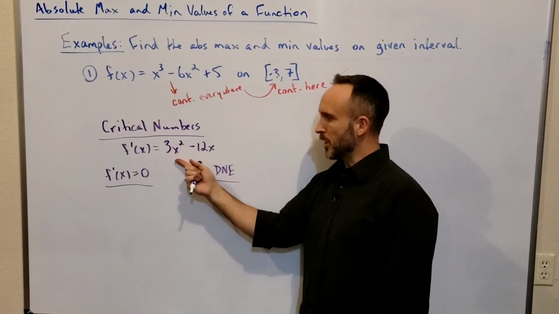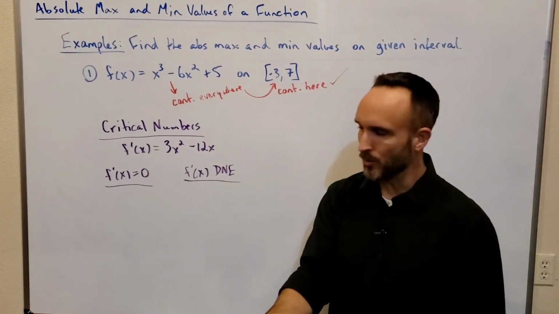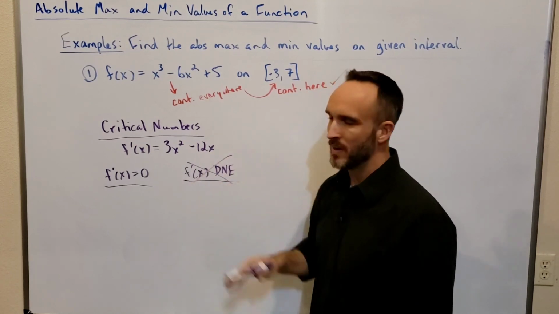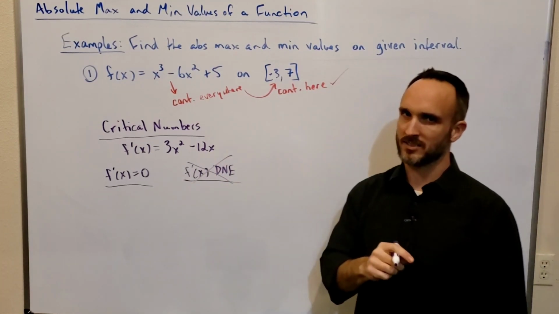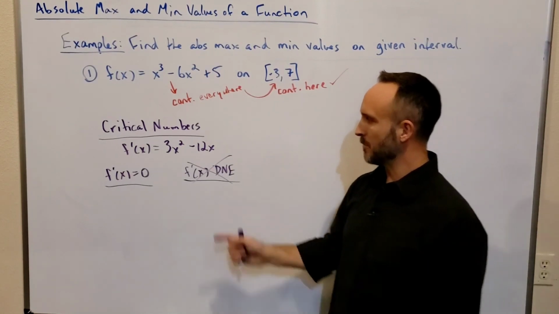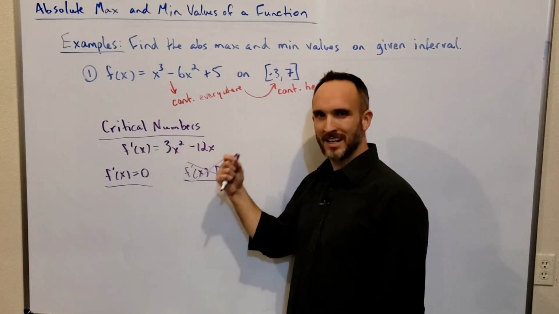F prime of x is a polynomial. It exists everywhere. So this condition doesn't happen. There's no x values for which f prime of x does not exist. F prime of x exists everywhere here. You can't plug any x value into this and not get an output.